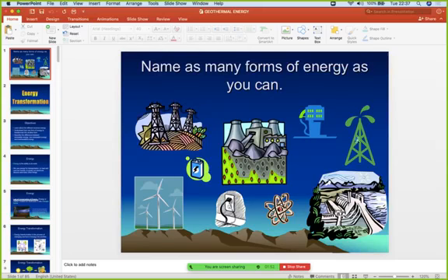Here we have a tower with blades, which can be like a windmill like this one. We have energy sources being plugged in. Of course, we have the atom, so this is for nuclear energy. In this one, we can see water containment, so this is a hydroelectric plant. Those are the different energy sources.